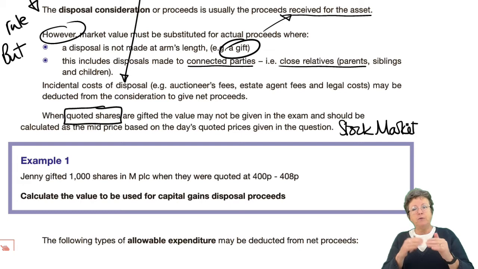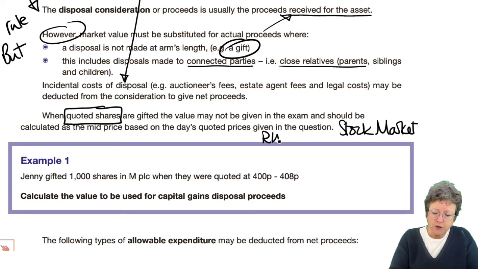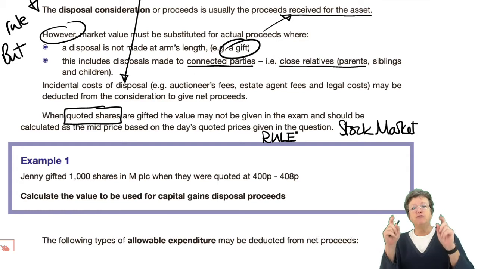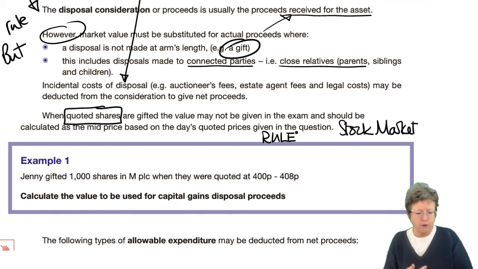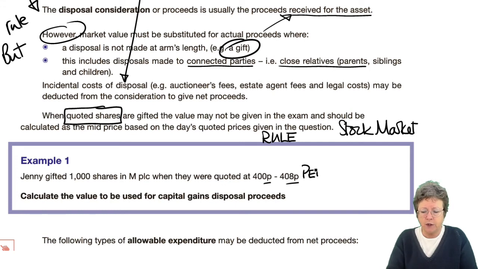Okay. Now, the problem you've got there with quoted shares is the prices go up and down all day long. Up and down. Therefore, how do we know what the price of that share was at the time that you sold it? So they have a special rule which allows us to work out a price for each share that you sold when it's quoted. So we've got here example number 1. Jenny gifted, okay, shares, 1,000 of them, when they were quoted at 400 to 408 pence. Now they're always done in pence, never pounds. I know that's £4 and £4 and 8 pence, but you must always show it in pence.